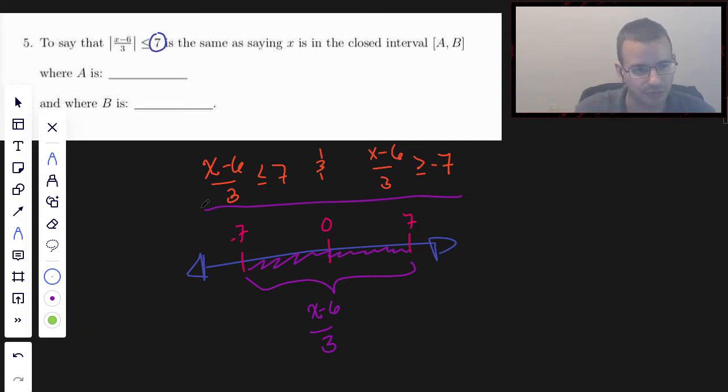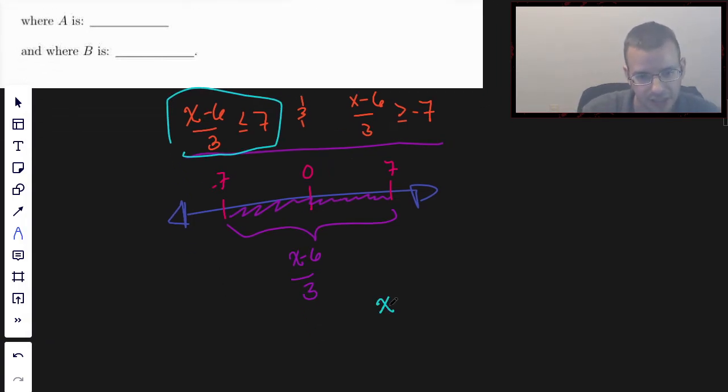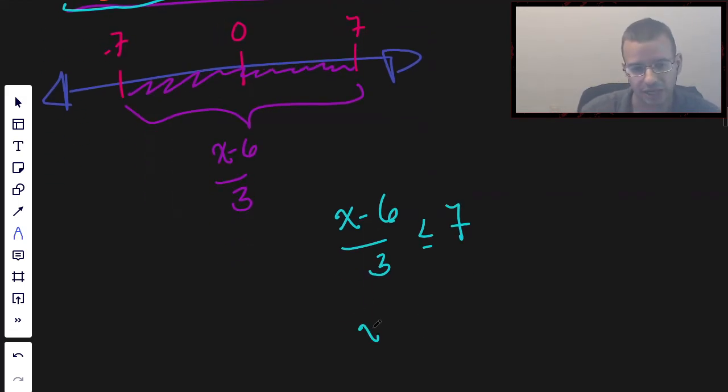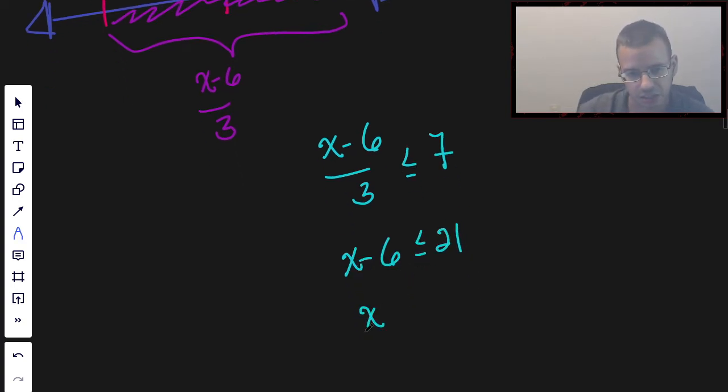So I'm going to start with this top inequality up here. I'm going to say that (x minus 6) over 3 is less than or equal to 7. Multiply both sides by 3. One thing to keep in mind is if you're multiplying or dividing by a negative number, you need to flip the signs. But since 3 is positive, we don't have to worry about it. So x minus 6 is less than or equal to 7 times 3, which is 21. x is less than or equal to 21 plus 6, which is 27.